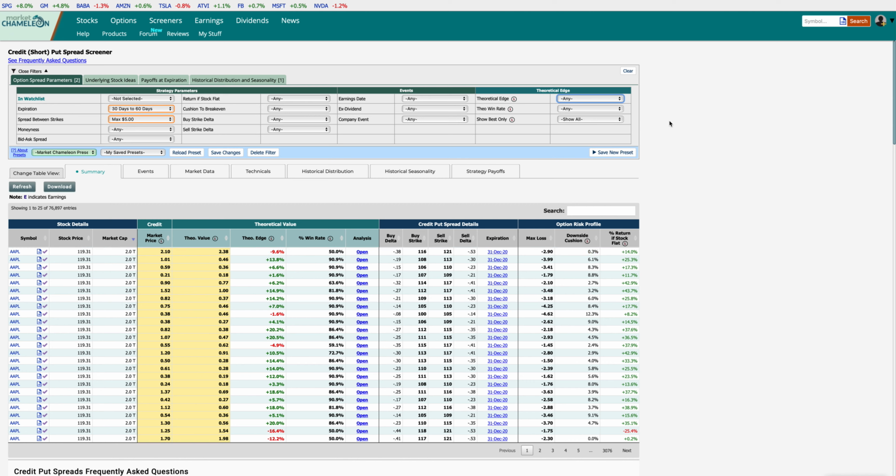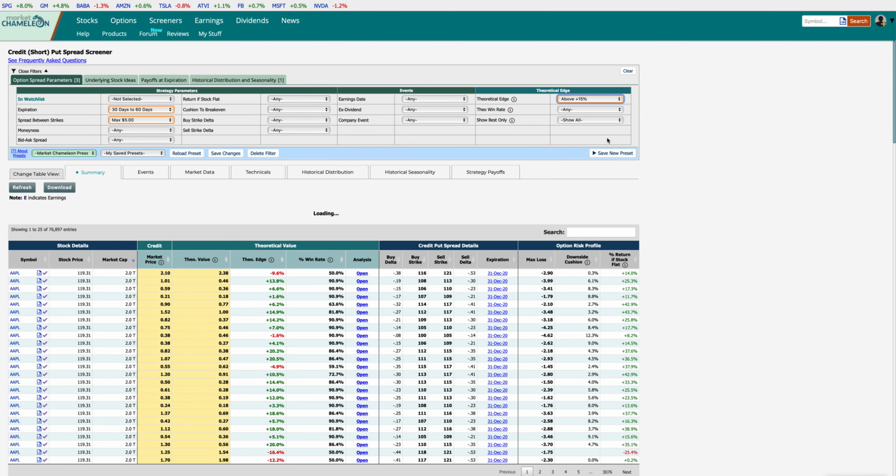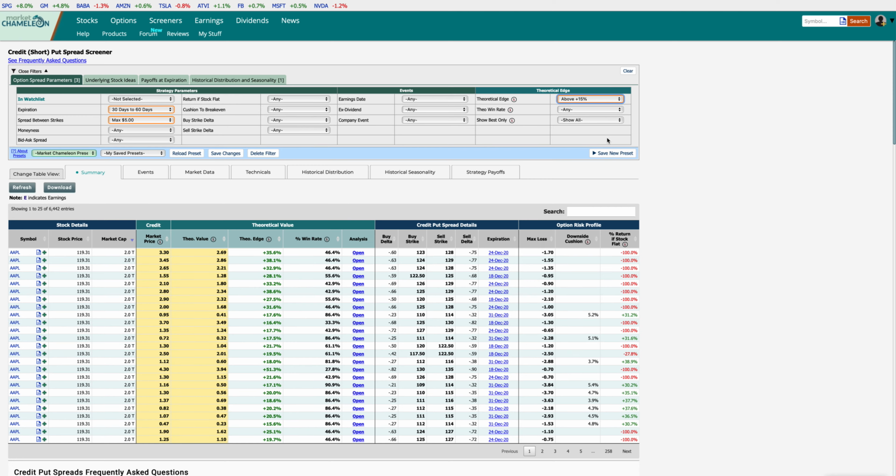So first of all, I want to make sure that I have at least 15% theoretical edge when I put these trades on. All the theoretical edge is, is it compares the previous year's value of that spread and gives you a theoretical value looking at the historical distribution, and then compares that with the actual market price. If it's a 10% theo edge, that just means that the market price is 10% more than what the theoretical value should be.